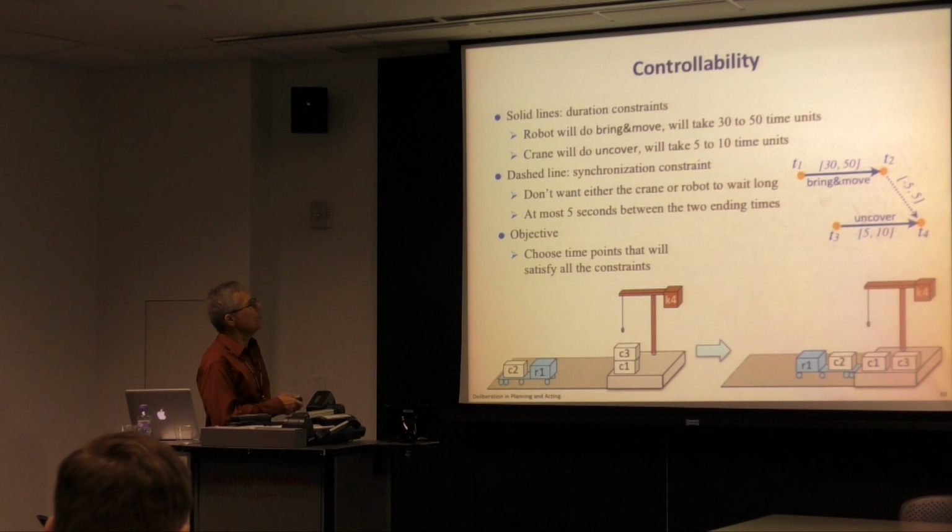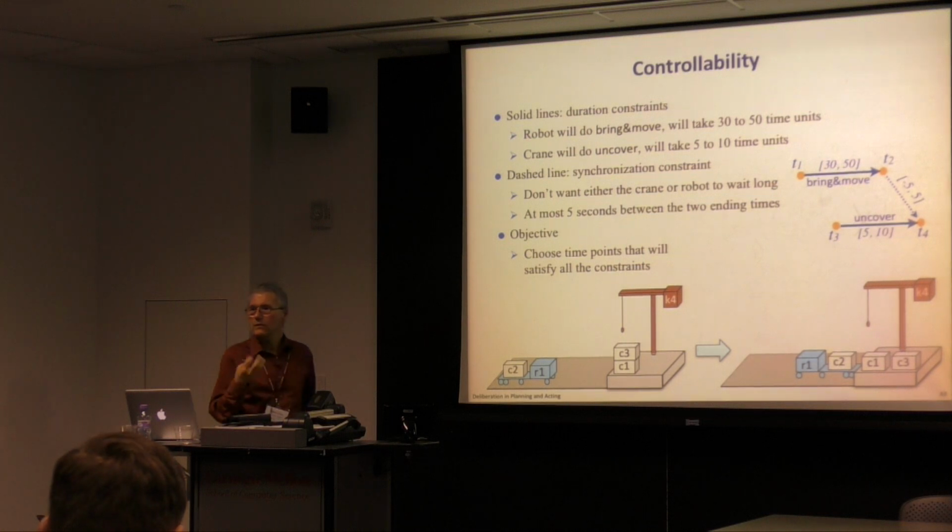Well, suppose that we don't want either the crane or the robot to wait long. And so what we want is a difference of at most 5 seconds between the time that the bring and move ends, so that the crane is done, and the time that the uncover is done, so that the robot isn't waiting long. Okay?